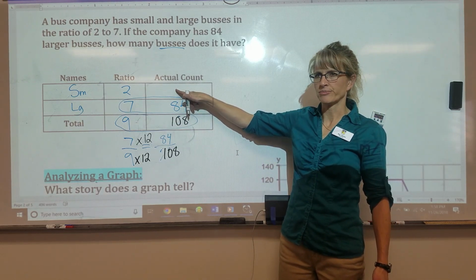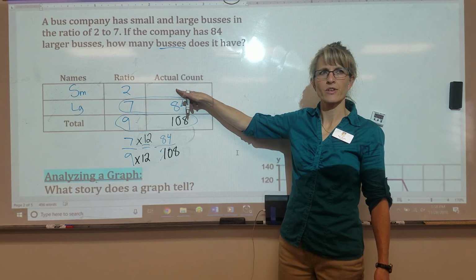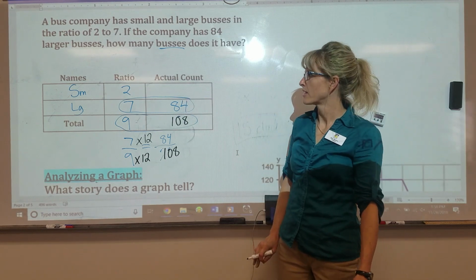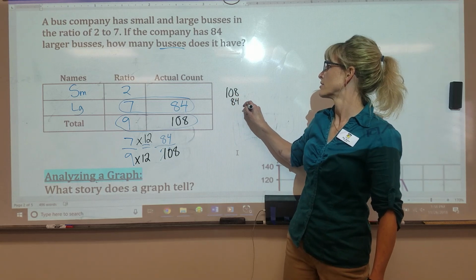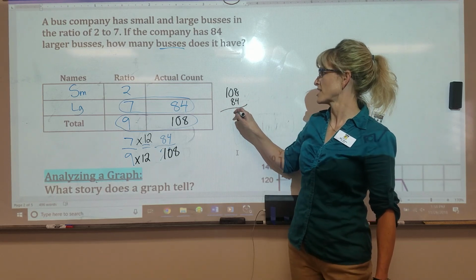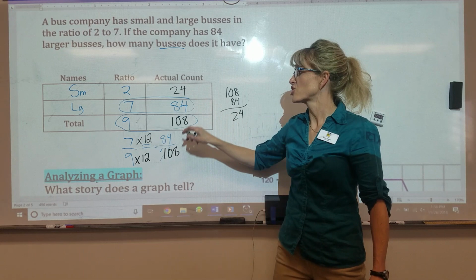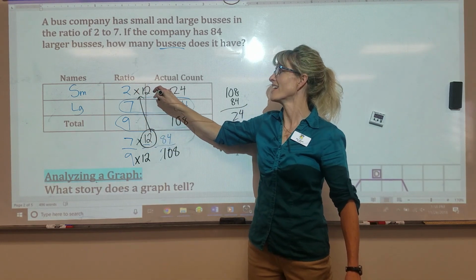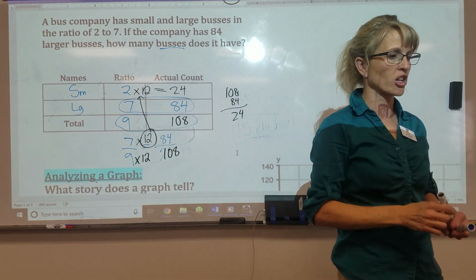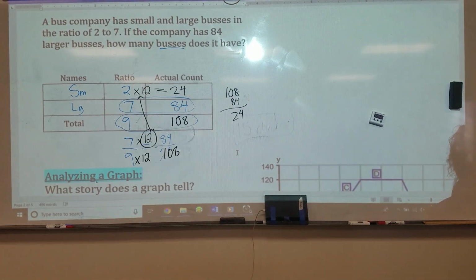How could I find this one? Layla, you could do 108 minus 84. Let's do it. So 8 minus 4 is 4. 10 minus 8 is 2. Should be 24. Does it check out with our multiplier if I put it right there? Yes, it does. So there's another way you can check your work. It should add up to 108. All right, give me a thumbs up.